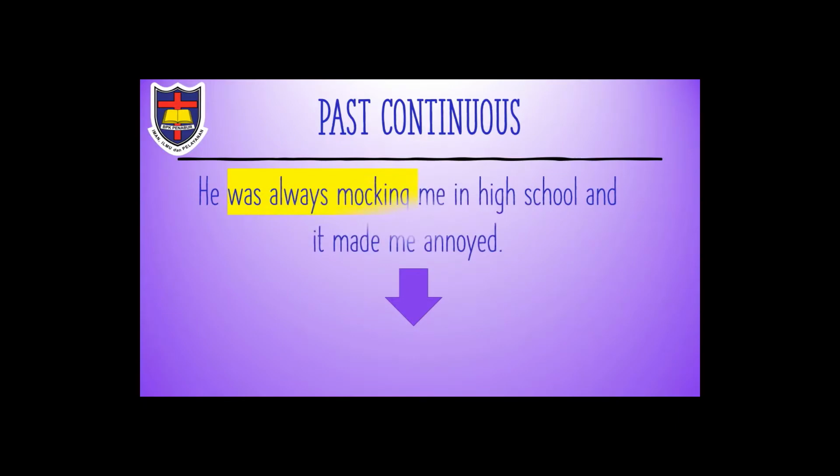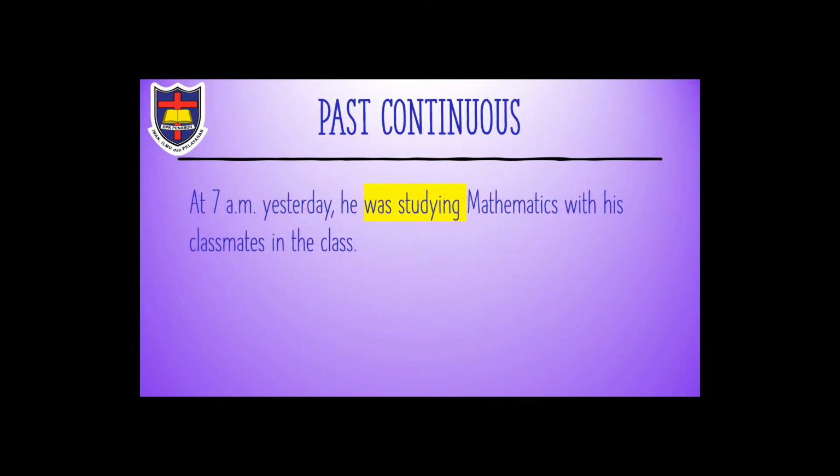Next, we will learn how always is combined with past continuous and shows annoyance. Was always smoking doesn't mean habit, it means showing annoyance. Now we come to the final discussion of past continuous tense. At 7 a.m. yesterday, he was studying mathematics with his classmates in the class. What can you say about this? Exactly. Whenever you have at followed by a time signal, then you've got to use past continuous tense.